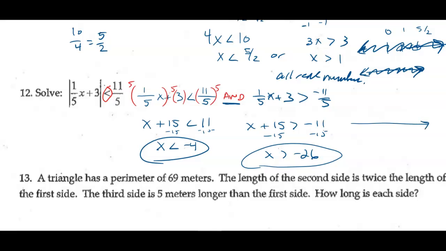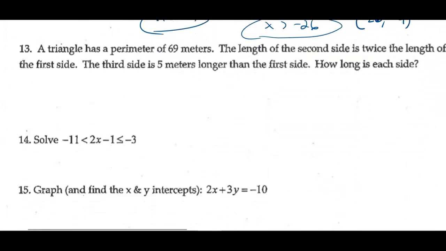So basically, if we're looking at a number line, which you don't necessarily need to do, negative 26 is in this direction, negative 4 is over here because 0 is out here. I want values that are less than negative 4 and also greater than negative 26, so right in between them. And if you were doing interval notation, it would be negative 26 to negative 4. Notice there's no equal to sign.